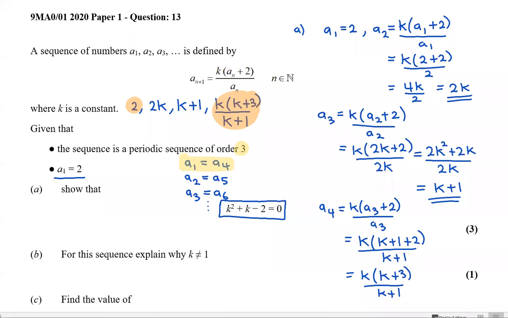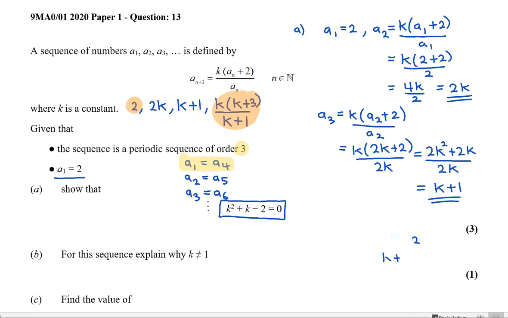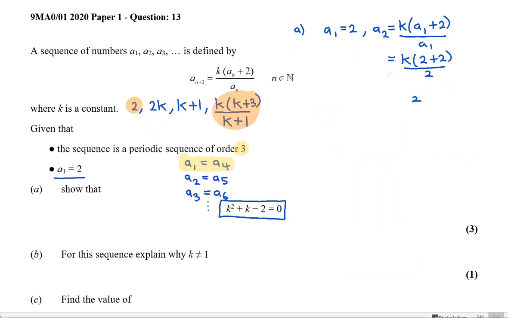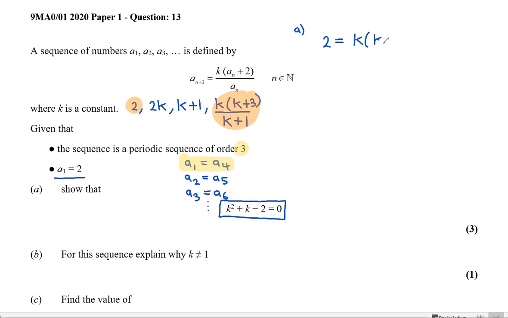So I'm just going to erase what I've done here so I've got a bit more space. If we put those equal to each other, let's see what happens. So we now have A1, which is 2, must be equal to k multiplied by k plus 3 all over k plus 1. So the first thing to do is to multiply both sides by k plus 1. So we're going to have 2 lots of k plus 1. And I'm going to expand the bracket in the numerator. That's going to equal k squared plus 3k. This is going to be 2k plus 2 is equal to k squared plus 3k.